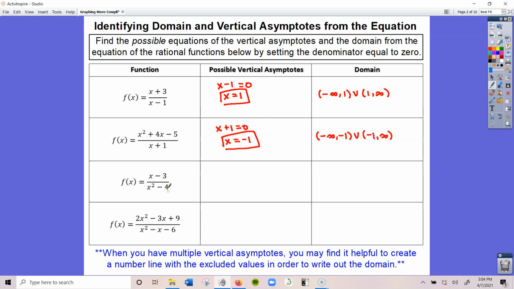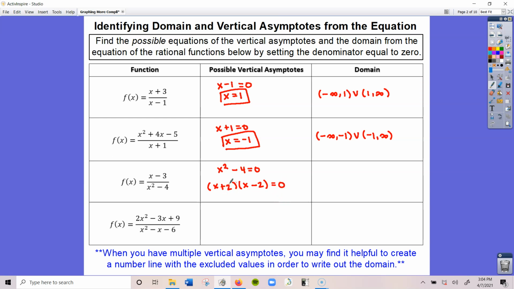Now for these next two, in the denominator we have a quadratic. So we have to still do what we were doing before. We set the quadratic equal to 0. In order to solve this, we would have to factor. What we have here is a difference of squares. And how we factor that is we square root the first term, which is x. We square root the second term, which is 2. You make 1 plus and 1 minus and make it equal to 0.